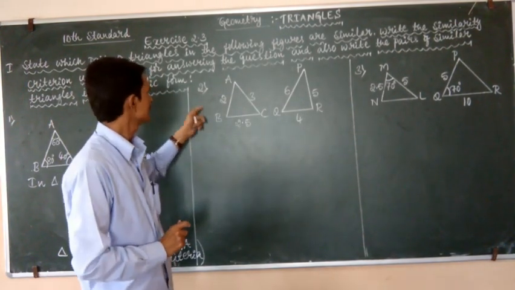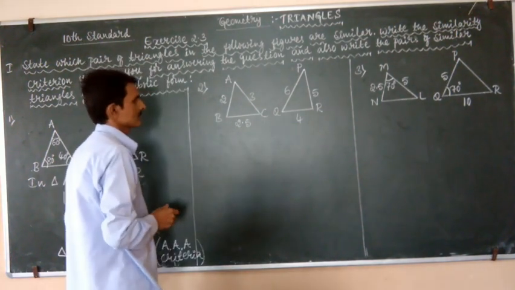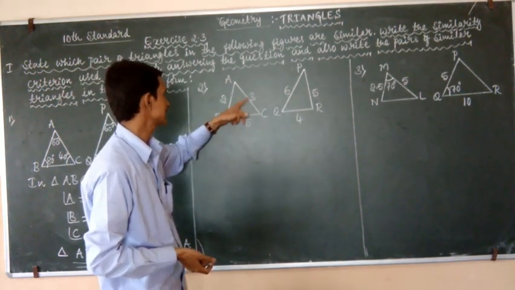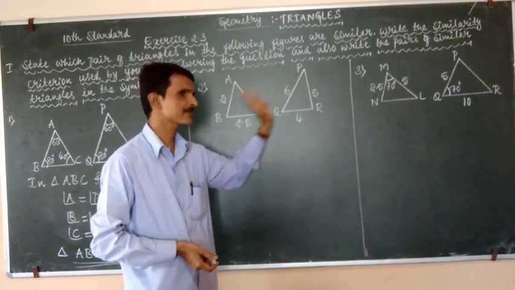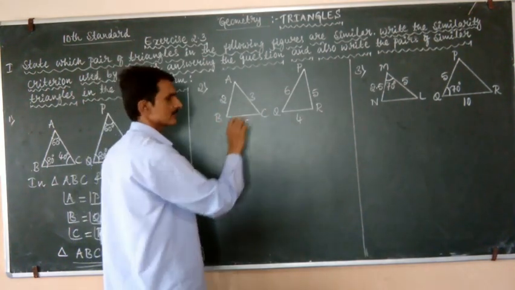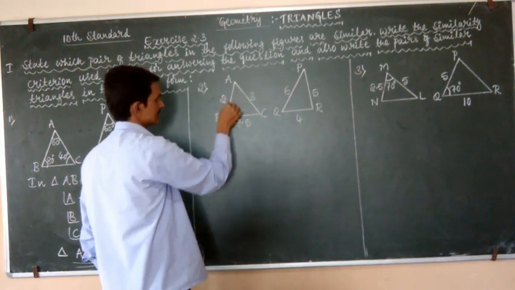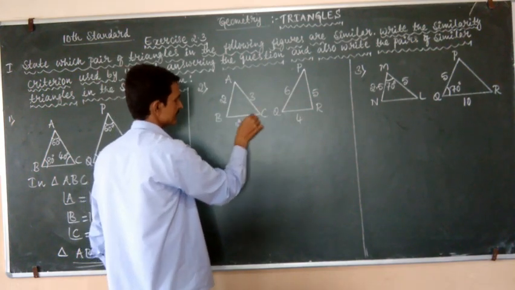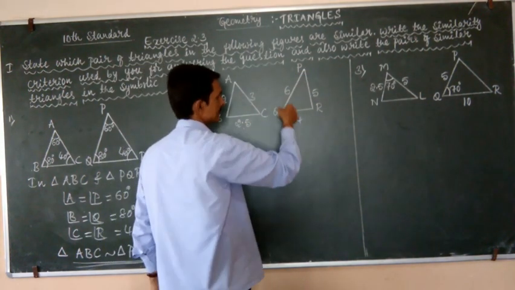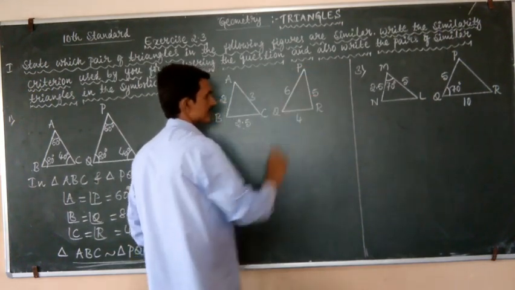Now students, if you observe the second pair of figures, here also ABC is one triangle, another one is PQR. Here they have given the length of the sides of the triangle. The length of AB is 2 units, length of BC is 2.5 units, length of AC is 3 units. In triangle PQR, length of PQ is 6 units, QR is 4 units, and PR is 5 units.